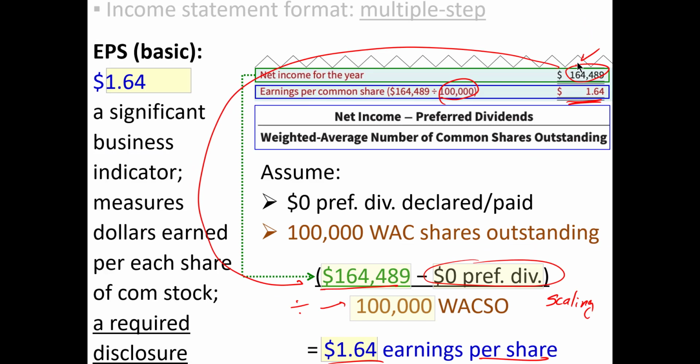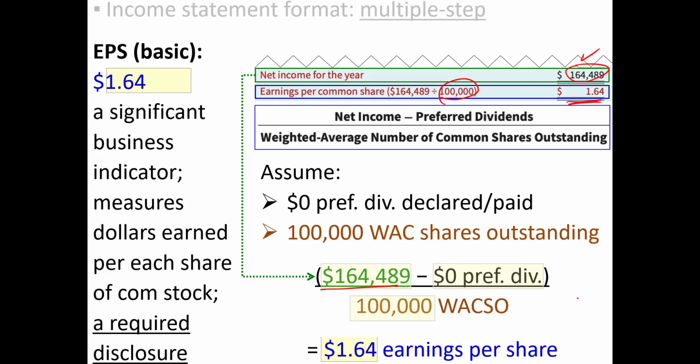Before I get too far into this, a couple things you need to be aware of, especially for the exam. Number one, preferred dividends. If a company has preferred shares issued to preferred shareholders, if you're a preferred shareholder, you get paid dividends first if a company pays any dividends.